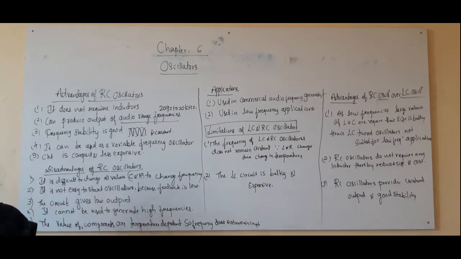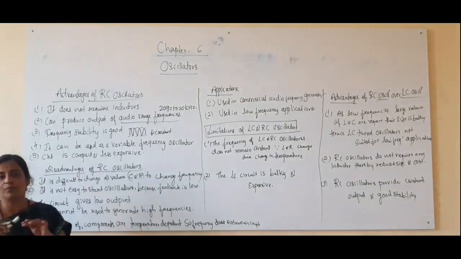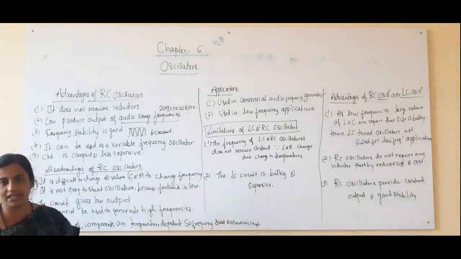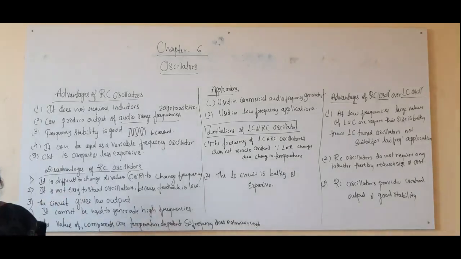Whereas these RC oscillators cannot be used to generate high frequency. That is one disadvantage. And the components we are using in the feedback, resistors and capacitors, are temperature dependent. As temperature changes, the frequency of oscillation also changes. So frequency does not remain constant.